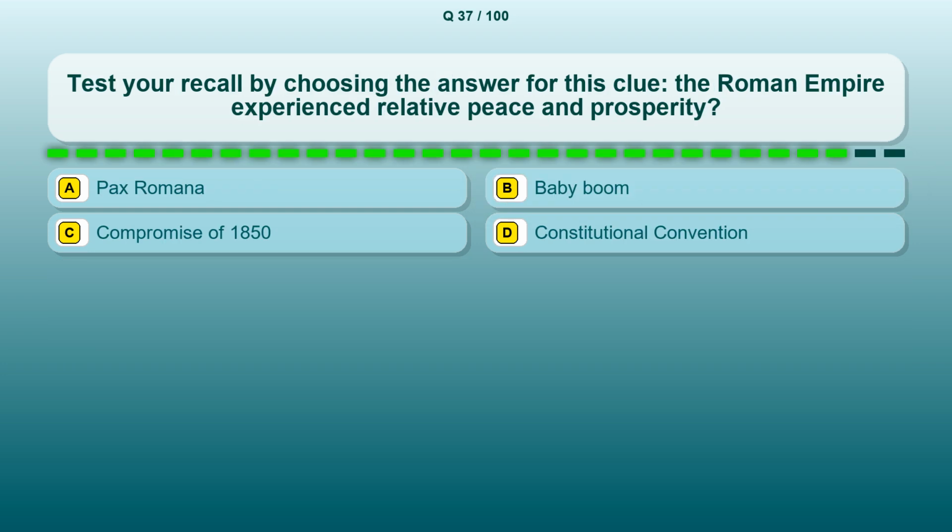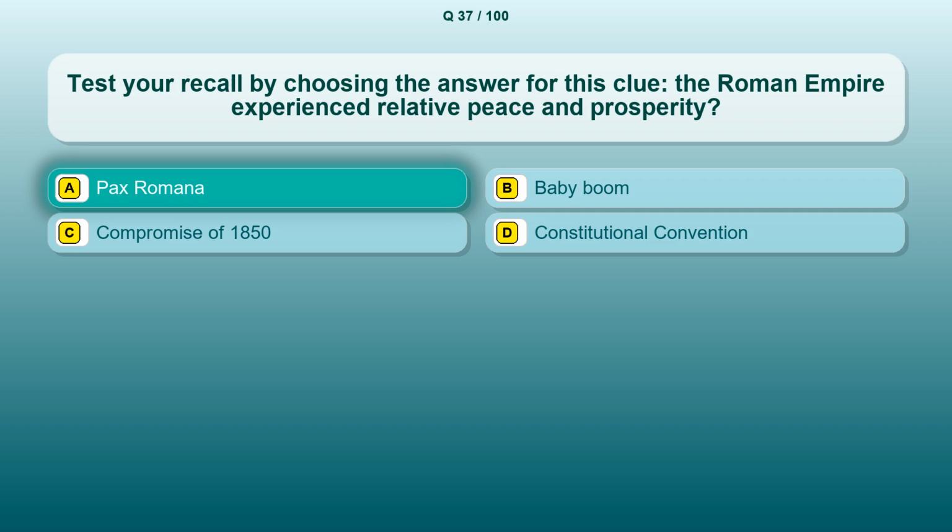Question 37. Test your recall by choosing the answer for this clue. The Roman Empire experienced relative peace and prosperity. Option A, Pax Romana. Option B, Baby Boom. Option C, Compromise of 1850. Option D, Constitutional Convention.